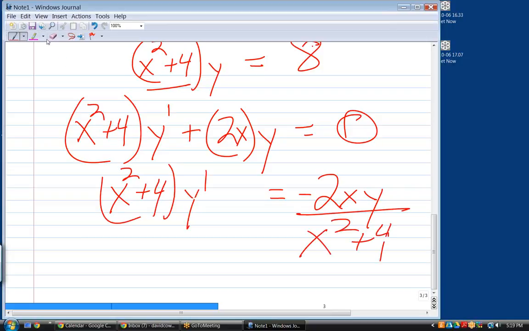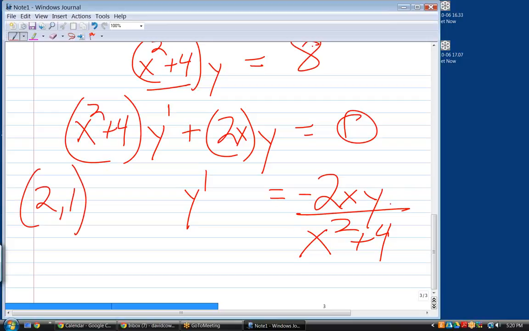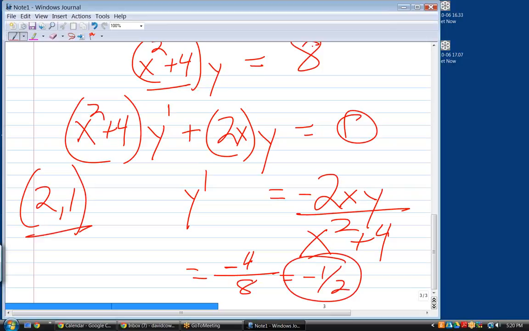Now, the one thing about implicit differentiation is you almost always end up with an answer that has both x and y in it. So that's why when they say evaluate it at a given point, they give you both the x and the y point. What was the point we were supposed to evaluate it at? 2, 1. So we're going to plug in the 2 for x and the 1 for y. So that's minus 4 over 4 plus 4, 8. Minus 1/2, that's the slope of the tangent line at that point.